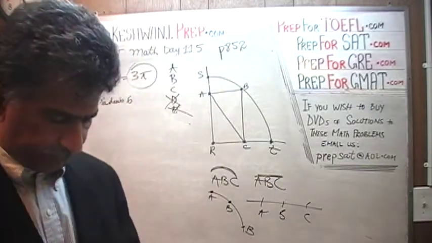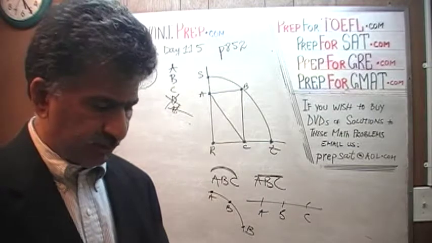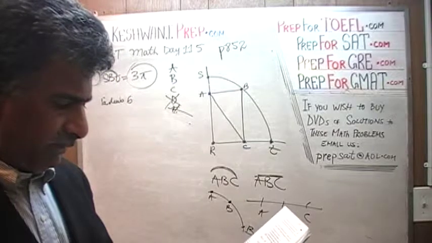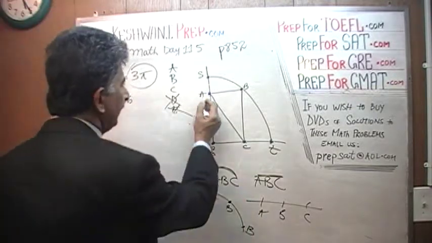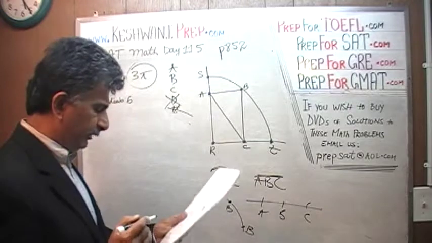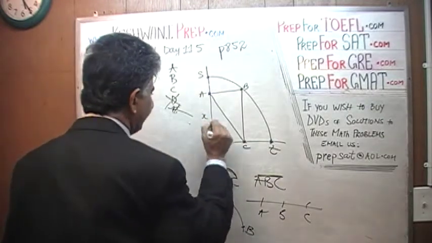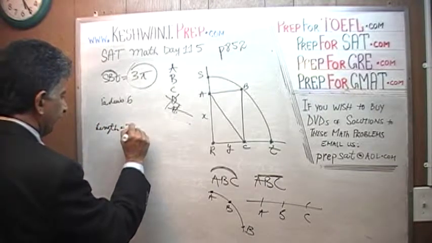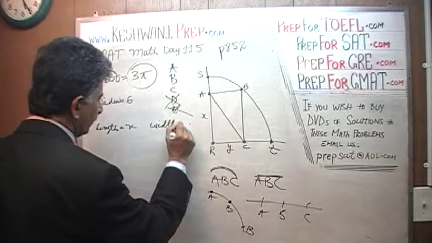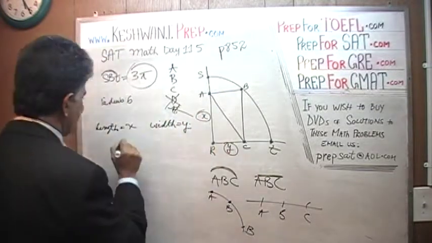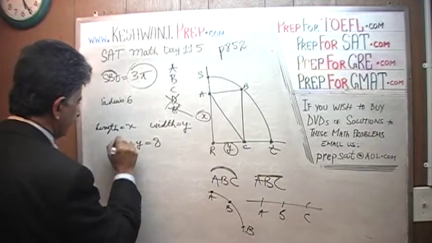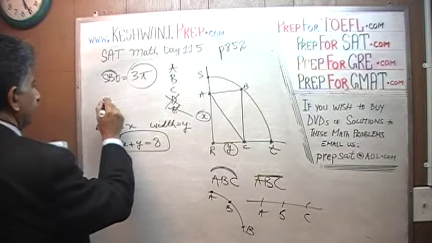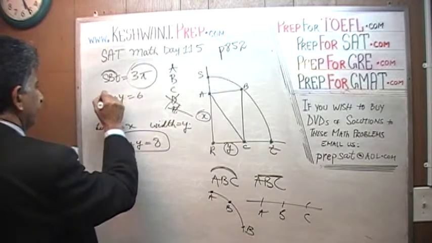Anyway, let's continue. The question is, what's the perimeter of the region that they're showing here? And what else did they tell us? They said the length plus the width of the rectangle ABCR is 8. So let's give it a name. Let's call the length X and the width Y, and we are told that X plus Y equals 8. Let's make a note of it, placing it prominently up here. X plus Y equals 8.